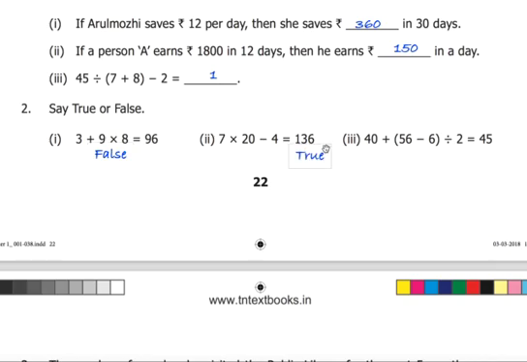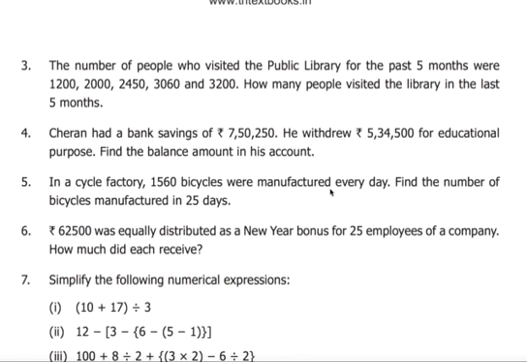True, true. Bracket comes first. So 50. Thereafter division, 25. 25 plus 40. How much? 65. So this is wrong. False. We are missing one. Let's add that here and place false here.